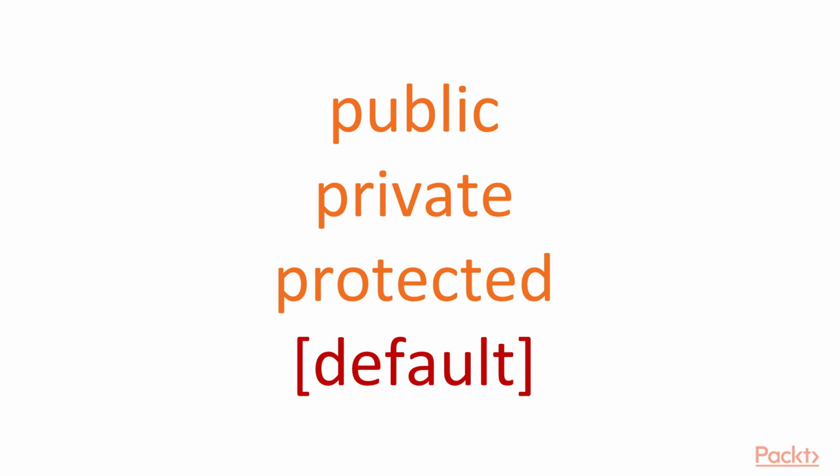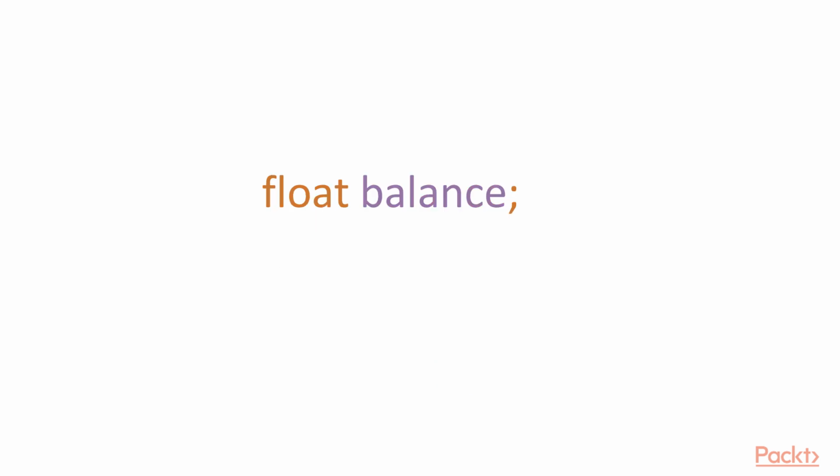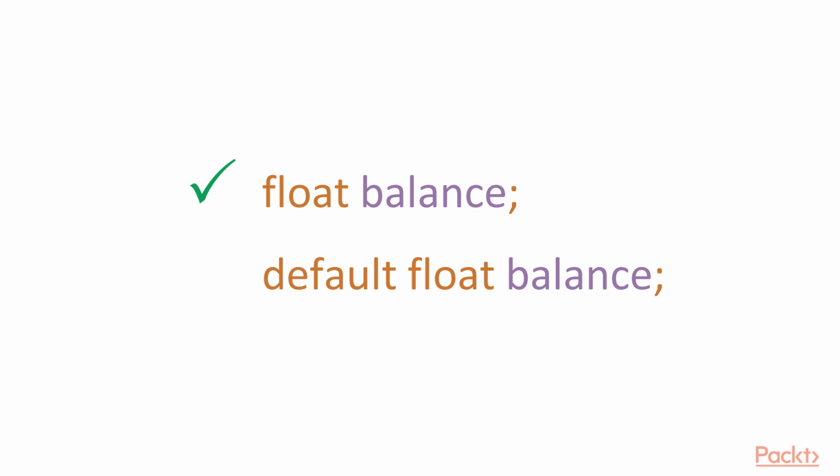Okay, let's have a look at an example. This code snippet defines a field with default access. The absence of an explicit access modifier indicates that we want this variable to have default access. Default access means that only a class within the same package can access this variable. Be careful not to be fooled by the following code. It's an incorrect specification of default access and will cause compilation of your application to fail.